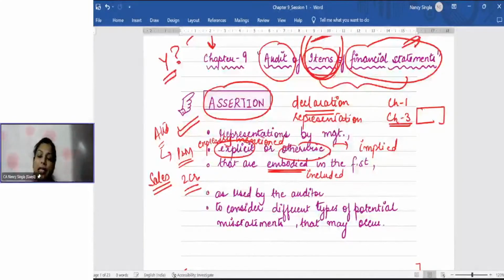So in order to understand the term assertion, just try to divide it into two parts. In the first part, there is a relationship between assertion and management. And in the second part, there is the relationship between the assertion and the auditor. Now, we are discussing the first part, that is the relationship between the term assertion and management. So these are the representations by management, explicit, expressly mentioned or implied, that are embodied in the financial statement, included as a part of the balance sheet, P&L, notes to accounts, cash flow, statement of changes in equity.